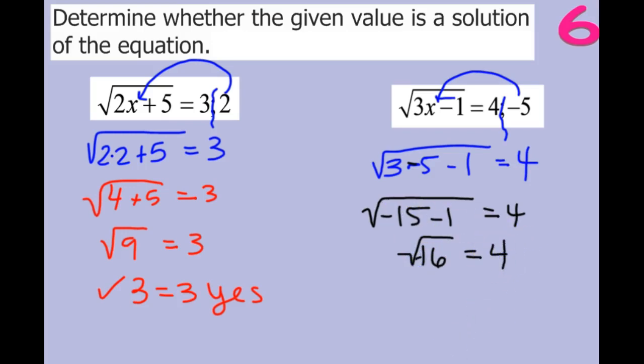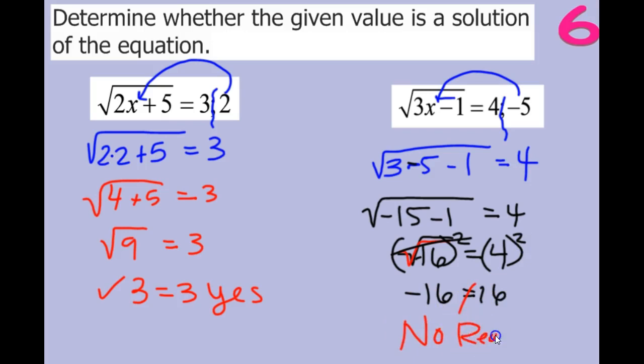equal to 4. Now this looks like a nice answer, but if you were to go further, well, two things. One, you can never have the square root of a negative number, you get an imaginary number. But if we were to undo this square root by squaring, those would cancel and we would have negative 16 equals positive 16. Well, that's not true. So this one is no real solution.